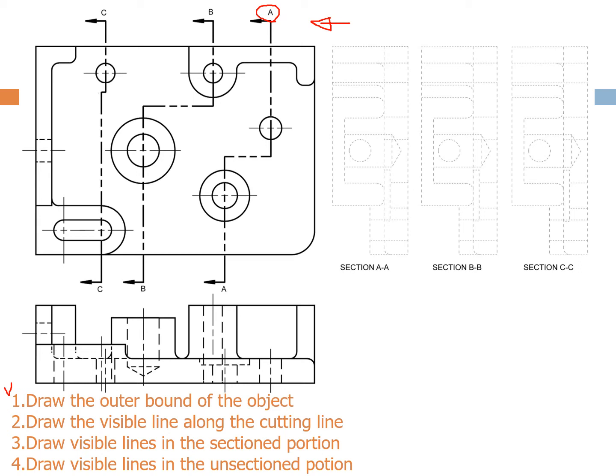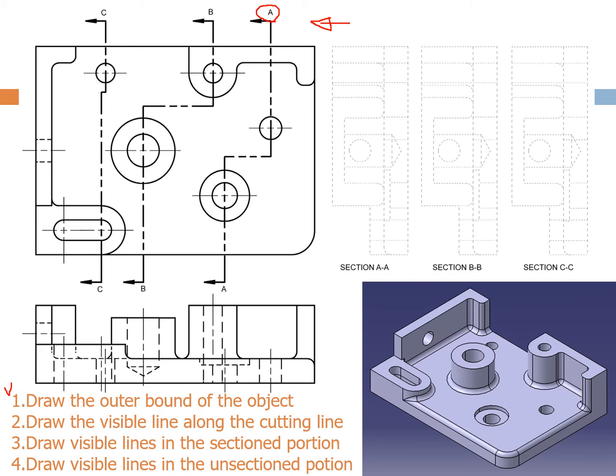And the first thing we do is to draw the outer bound of the object. So let's look at what the object looks like. This is what the object looks like in three dimensions. The first line actually goes from here and continues through the hole, and then it turns and goes through this one here till the end. So that's how the line is going to cut through. As you can see, the first one is the hole, the second one is actually a counterbore.